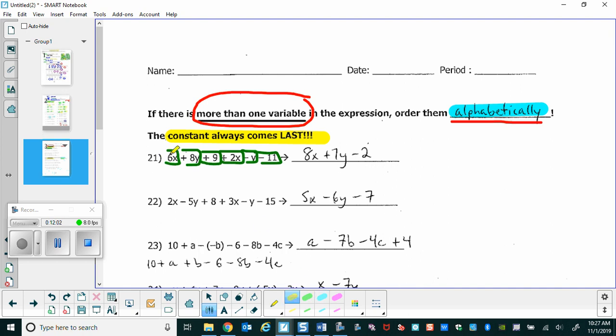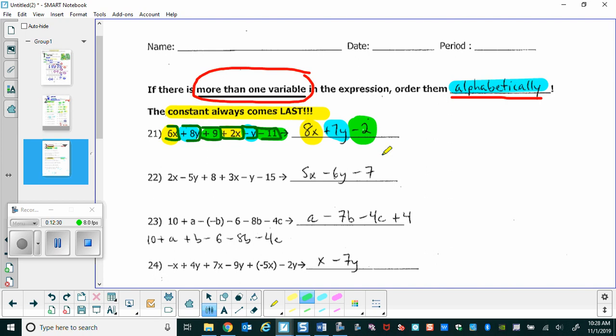There are currently 6 terms, and our goal is to shrink it down by combining what we can. So first I'm going to go after the x's. I've got 6 x's plus 2 x's, and that's where I'm getting my 8 x's. Now I'm going to go after the y's because we're going in alphabetical order. So I got 8 y's minus 1 y, which would be 7 y's. And last but not least, I'm going to go after my constants. So I've got my +9 minus 11. And since 9 minus 11 is -2, you'll see that I'm writing a -2. So in this section, you want to just make sure that you organize them alphabetically.